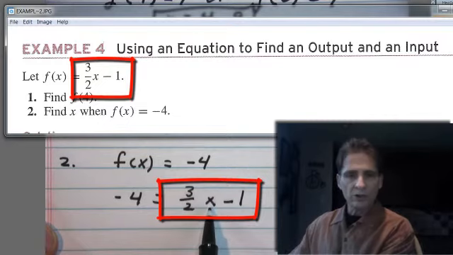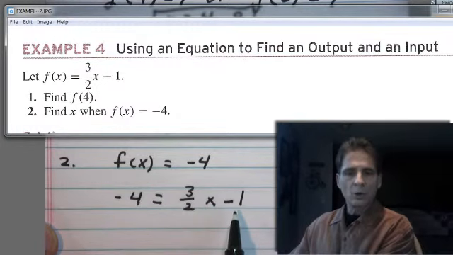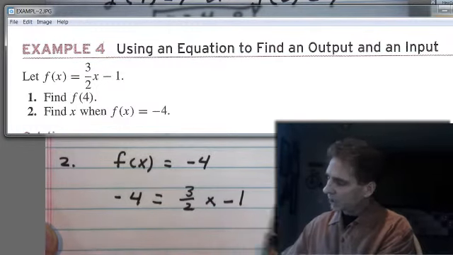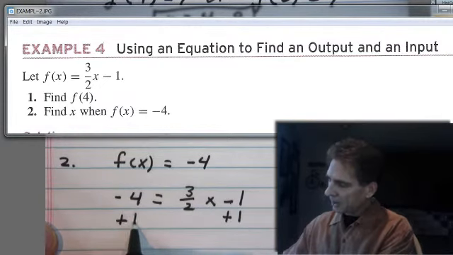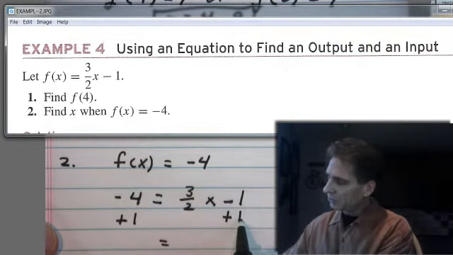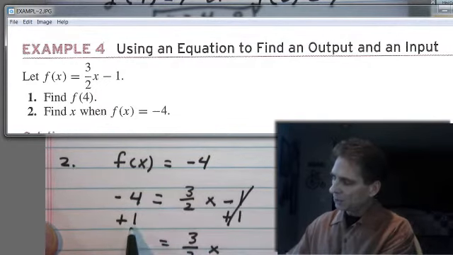Now we have to solve for x. So we have to remove both this negative 1 and the 3 halves. To do that, we get rid of or remove the negative 1 first. To remove it, we do the opposite operation or the inverse operation, which is the opposite operation of subtract is add. And the reason we did that was because a negative 1 plus 1 is 0, or in other words, they cancel, leaving us with 3 halves x on this side. Negative 4 plus 1 is negative 3.